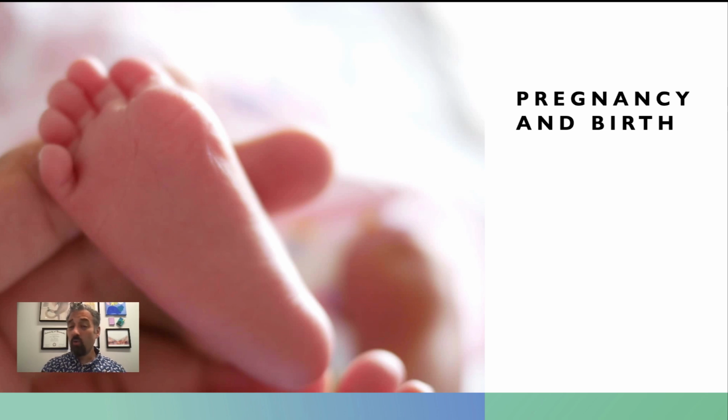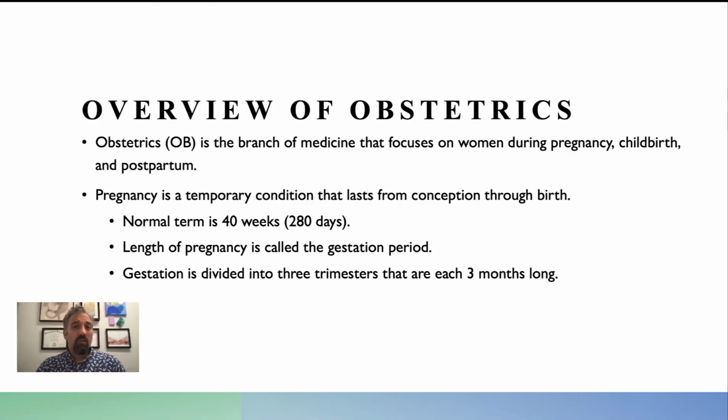Pregnancy and birth have a whole lot of other terms that are associated with them. Generally, the whole field is called obstetrics, or OB, which is where you end up getting OBGYN. The OB is obstetrics, so the birthing side. The GYN is gynecology, which is the general vaginal health side of things.